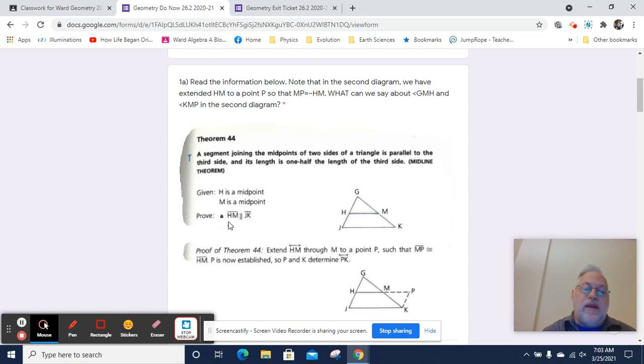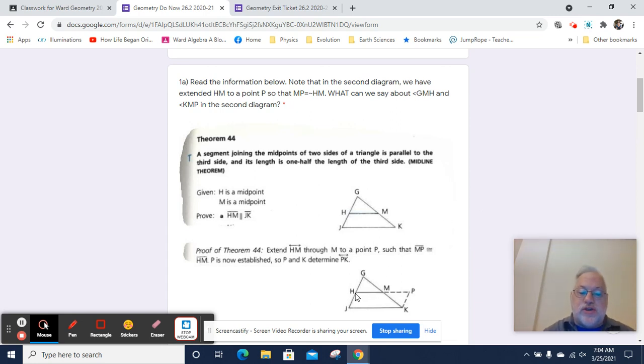We're trying to prove right now the first basic idea of this theorem, that HM is indeed parallel to JK. Within this diagram, we don't have the resources to do that. However, we have the magic of drawing an extra line. First, we drew a point out here called P, and we extended HM by MP. We've drawn this intentionally so that MP is congruent to HM. We know that because we determined it by the way we drew it.